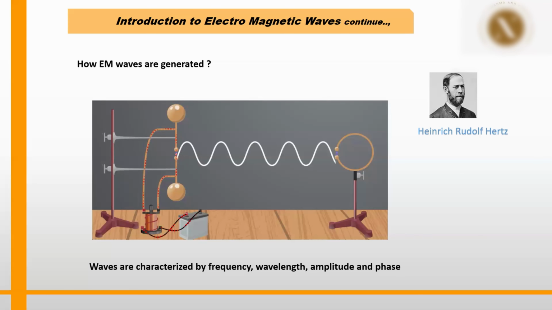But what is an electron? If you take any material, its smallest component is an atom. An atom consists of protons in the nucleus, and electrons revolve around this nucleus, right?